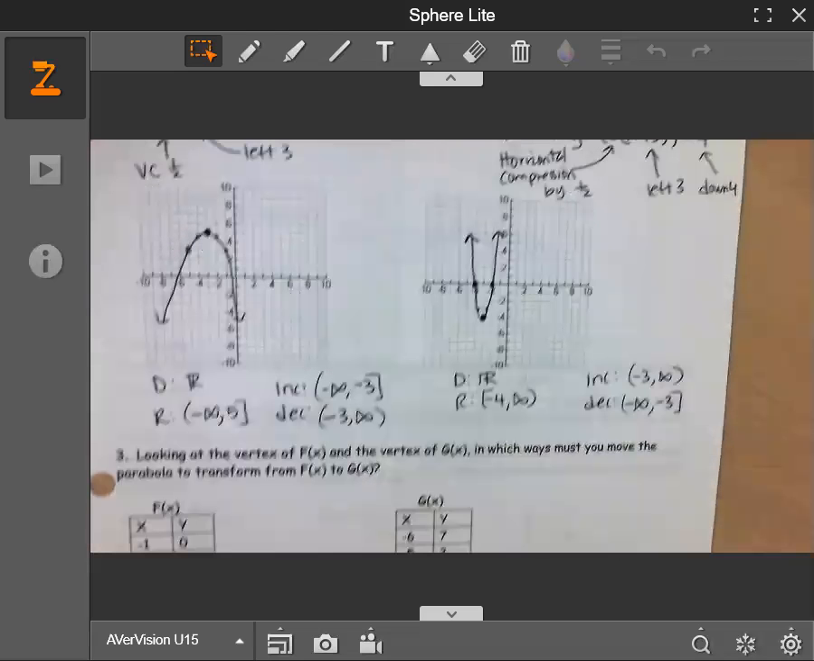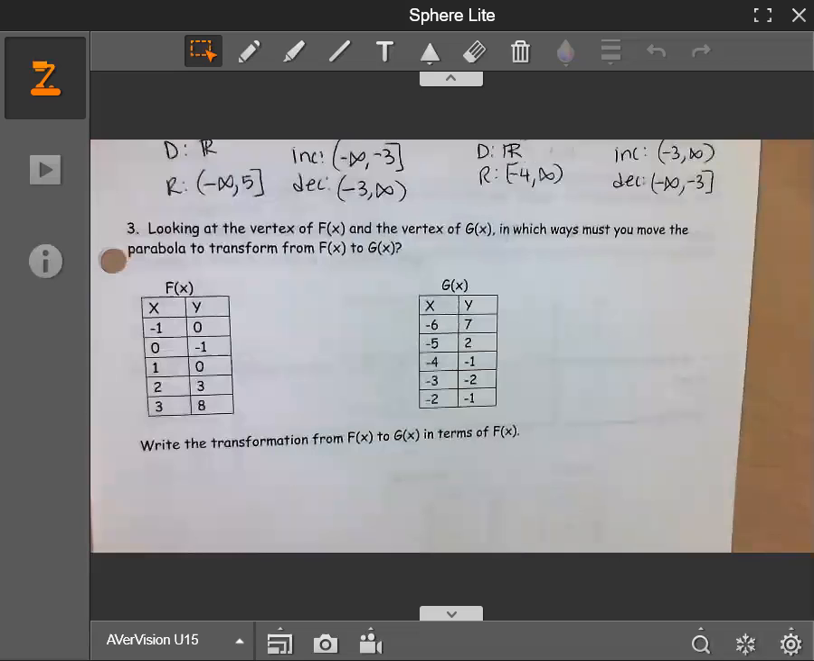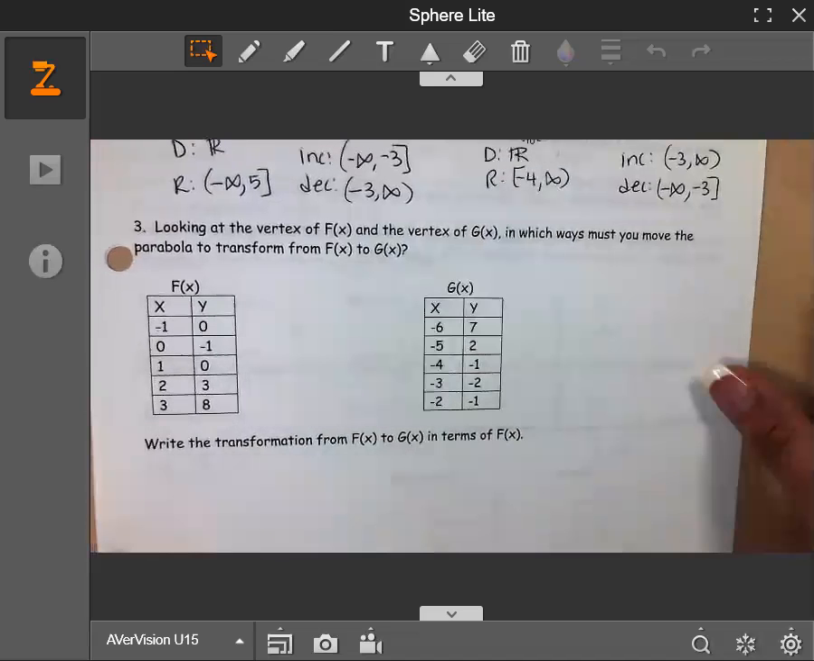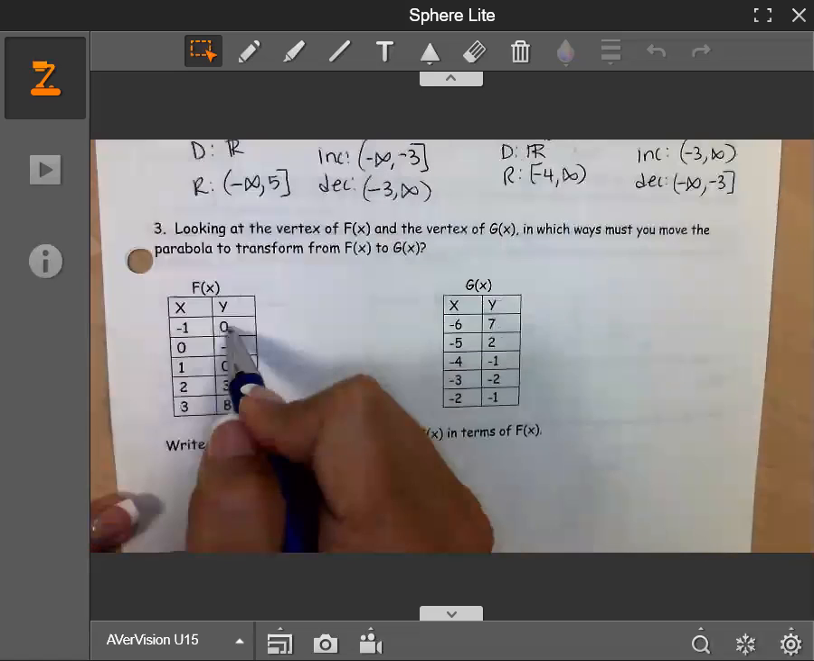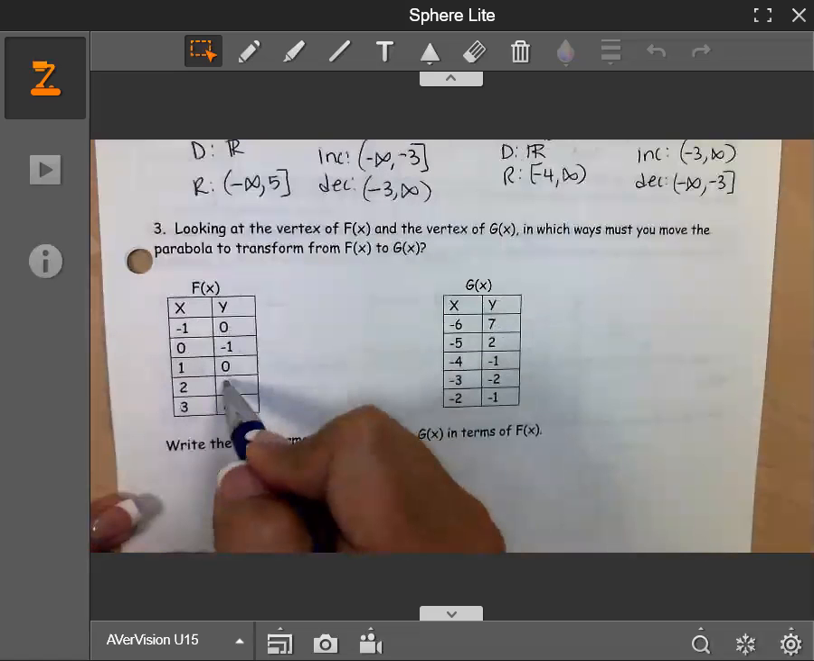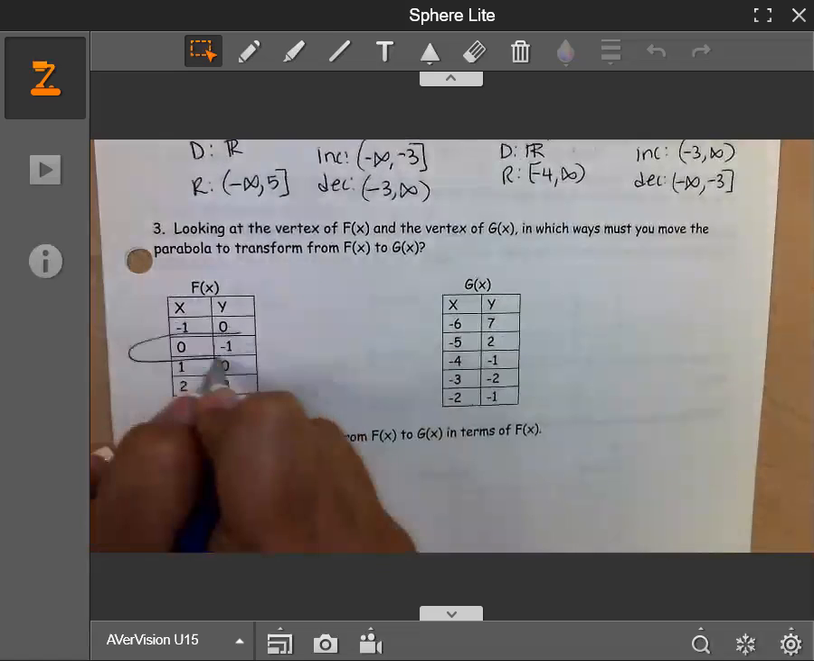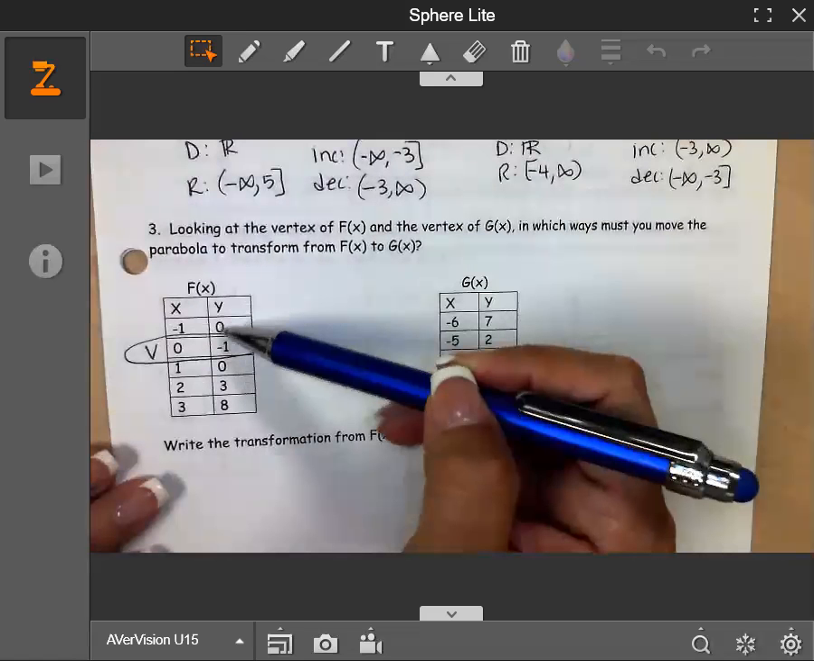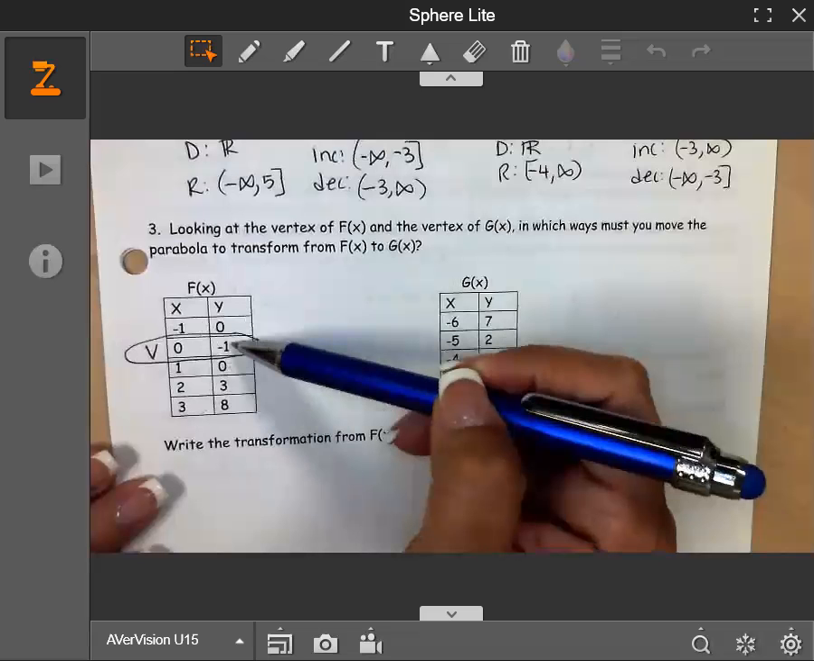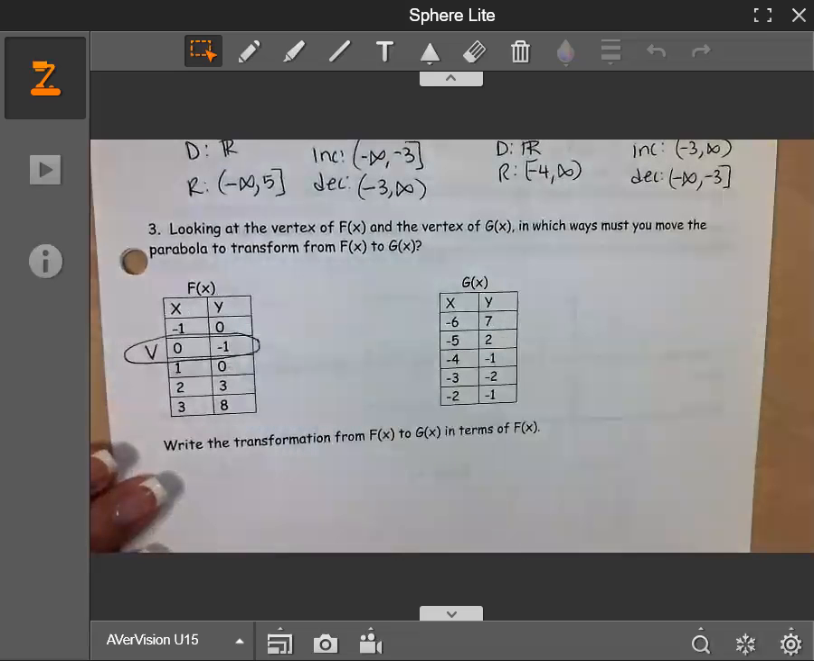All right, now our last example, we're going to do transformations from a table here. And the most important part here is that you're able to find that vertex. That's the place that's going to help you write the equation and think about the transformations. So we're looking for that symmetry. We see here it went from 0 to -1 to 0. So this has to be my vertex. It's the point that we see the symmetry around. It's also going down and then back up, so we can also see that change in direction there.